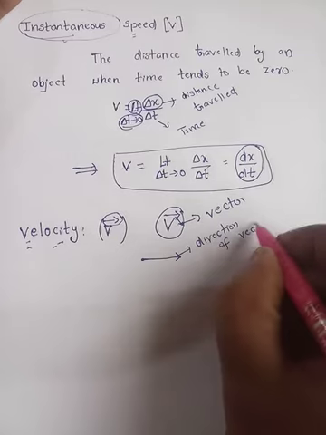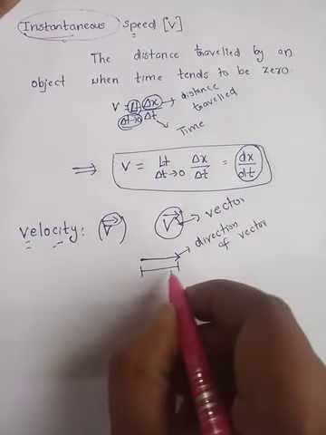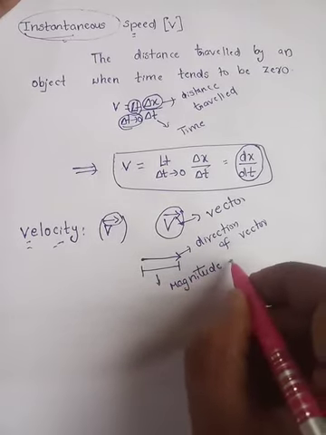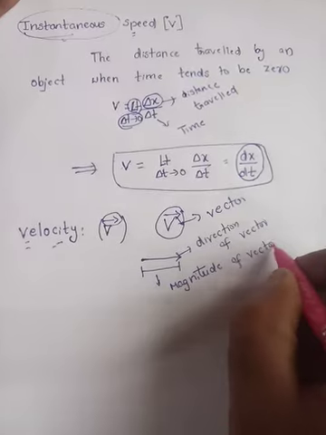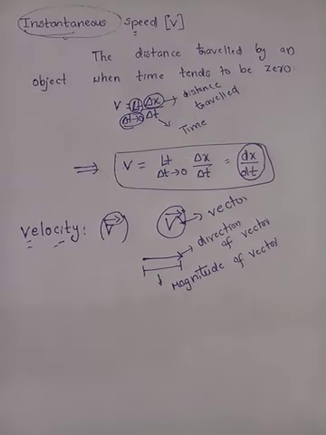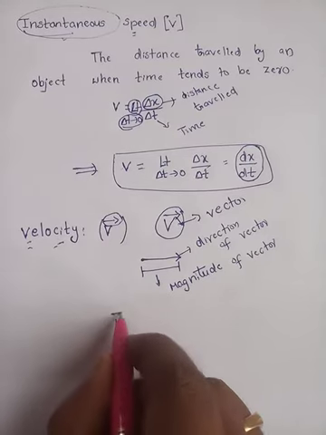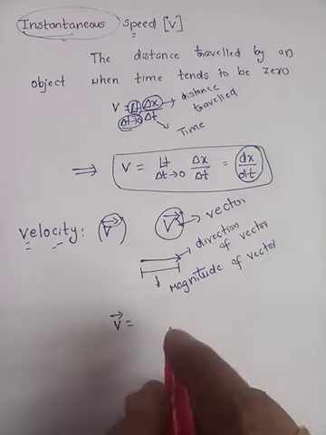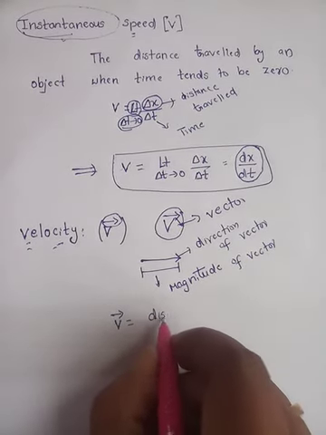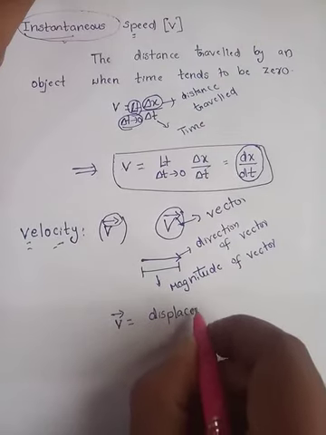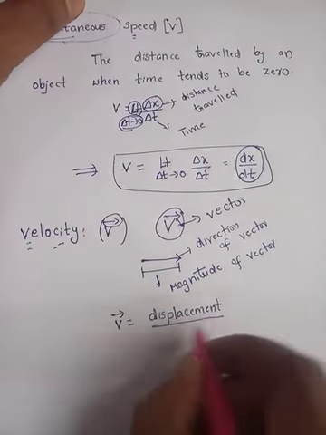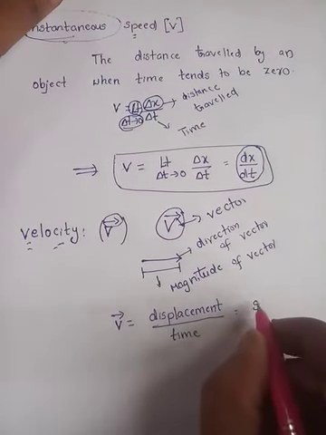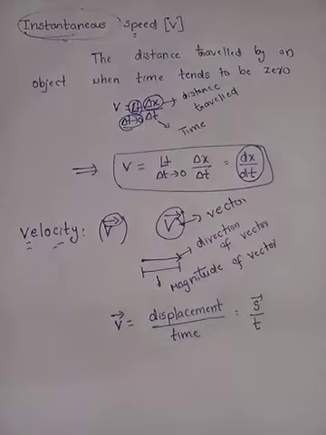gives the direction of the vector, and the length of this arrow gives the magnitude of the vector. As we know, a vector has both magnitude and direction. Now let us see what V is. V is called velocity. Velocity is defined as the ratio of displacement to time taken, whereas speed is defined as the ratio of distance to time taken. Similarly, velocity is displacement to time taken. Displacement is represented by s bar, which is also a vector, so s bar by t.